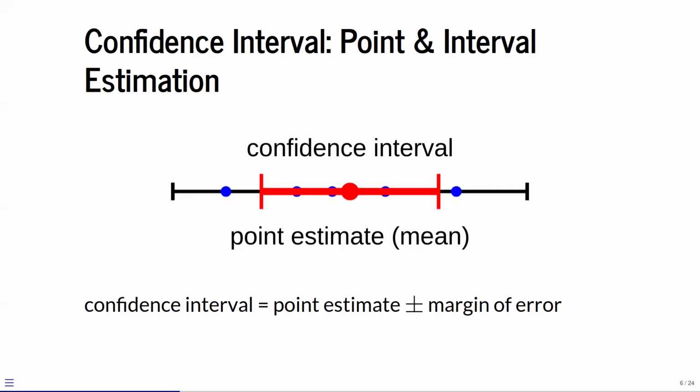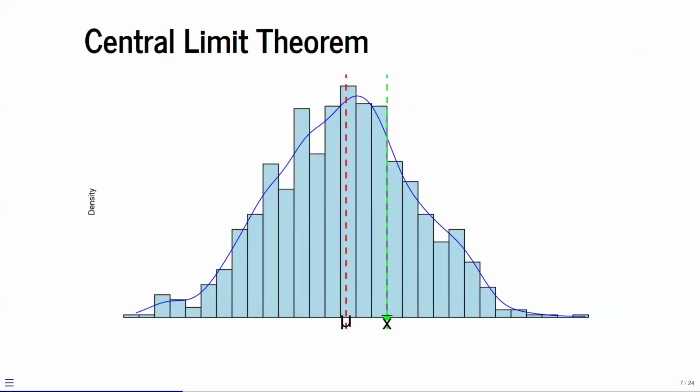So, how do we go about calculating the confidence interval? Well, let's remember the central limit theorem. What does it tell us? It says that if we take many large samples from a population, the distribution of the sample means will be approximately normally distributed. In this visual, you have a histogram of the sample means, which are normally distributed around the population mean. The red dashed line is the population mean, and the green dashed line is the sample mean, X bar. The X bar is just from one sample.